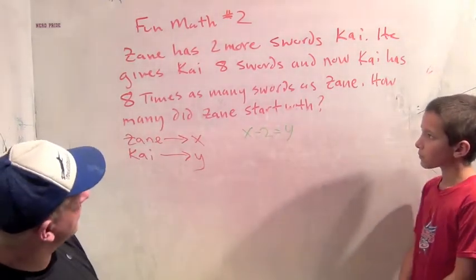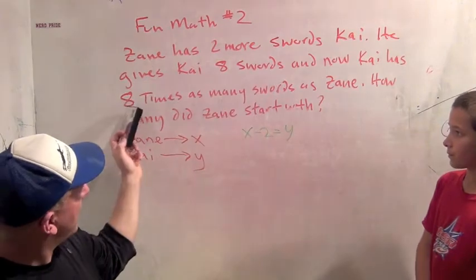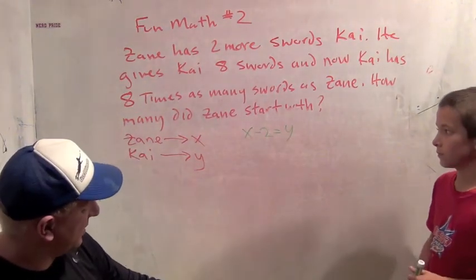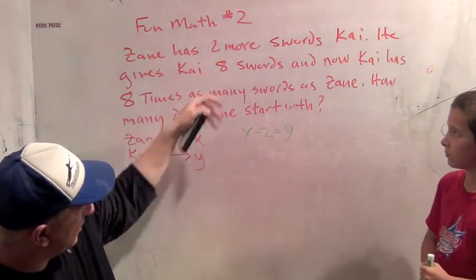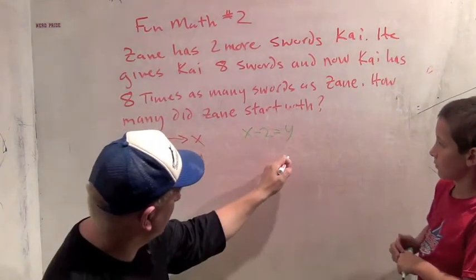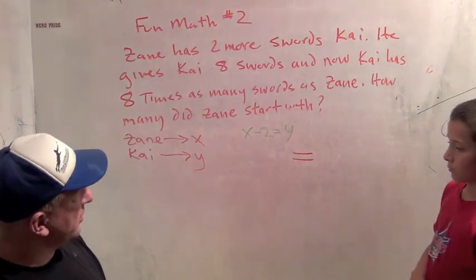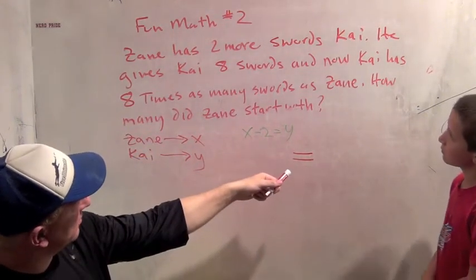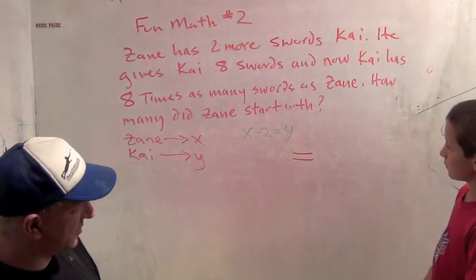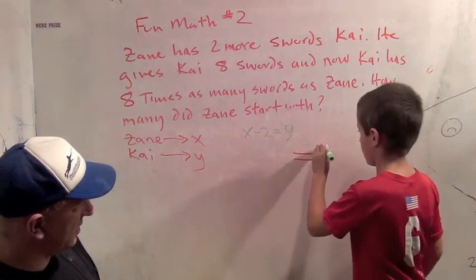Okay, now for the harder one. He gives Kai 8 swords, and now Kai has 8 times as many swords as Zane. So this is a tricky one to translate. So let's build our equation here. I'll put an equals, but I don't necessarily mean equals until we're all the way done. So let's do Kai. Kai gets 8 swords. How many swords does he have now? Y plus 8. So write Y plus 8 on that side.